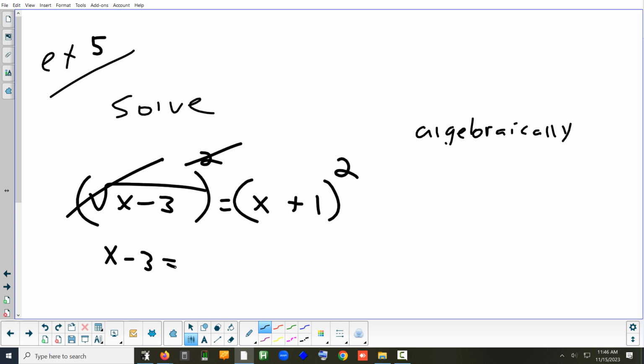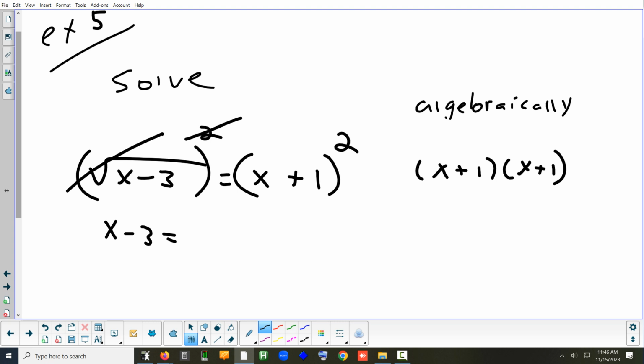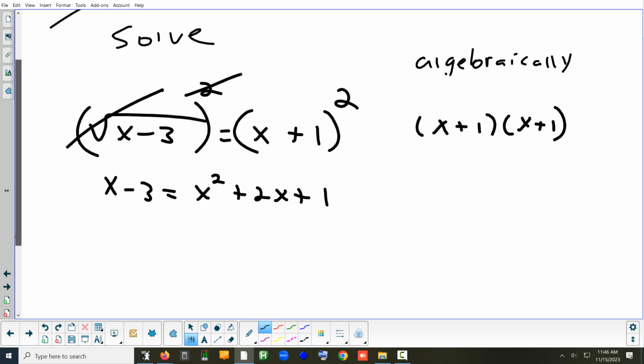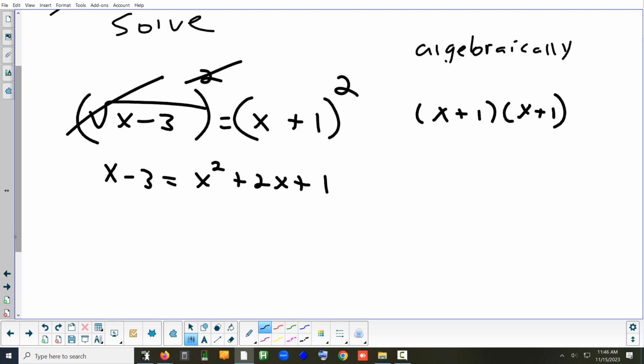You have to be careful when you square x plus 1. That's not just x squared and then plus 1 squared. That's FOIL. So you have to think of it like this. That's what you have to do on the right side. X plus 1 times x plus 1. And what's that going to come out to? X squared plus 2x plus 1. I told you we could get a no solution. So that's a quadratic because the highest exponent is a 2. And what do we have to get it equal to? 0.